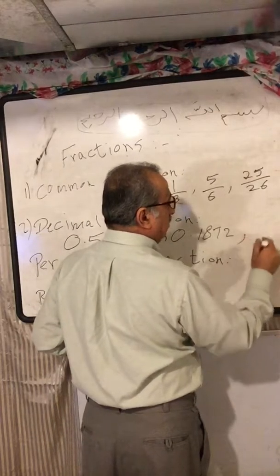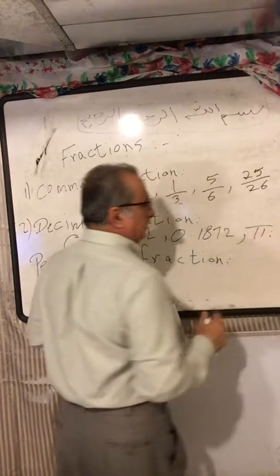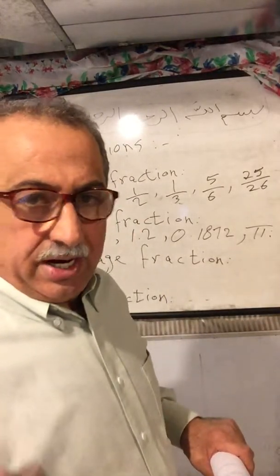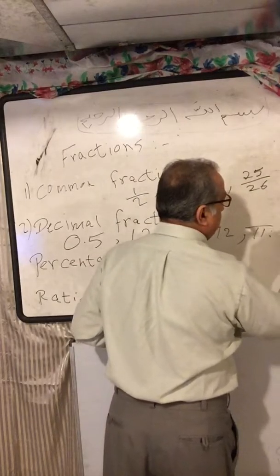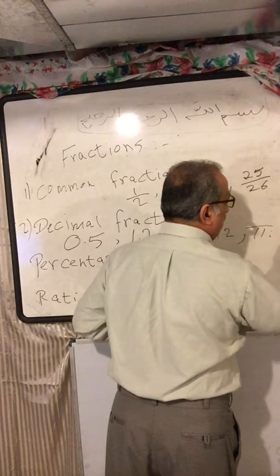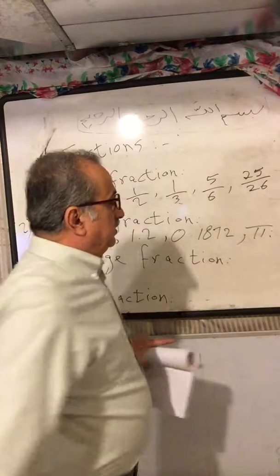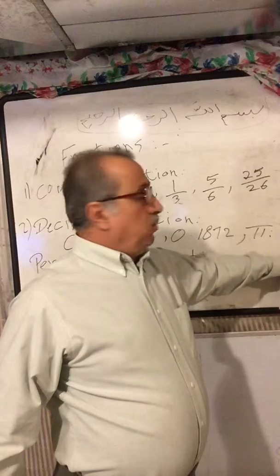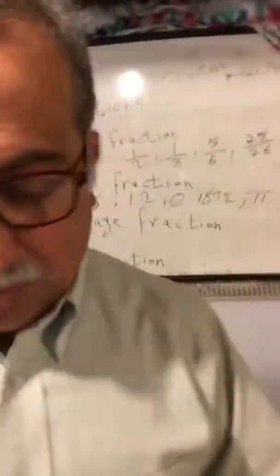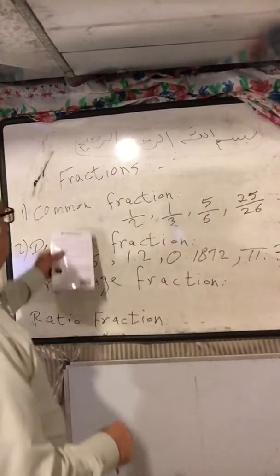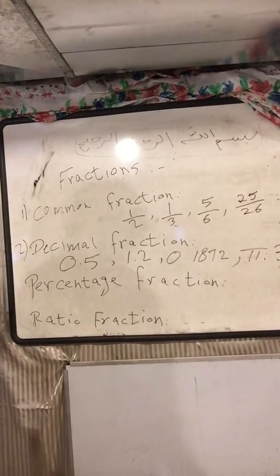How about pi? Remember this symbol if you don't know it for future classes. Pi is 3.1415, etc. There can be many numbers after the 5, but 3.1415 is good. 3.14 is more than enough. So those are the common and the decimal fraction.